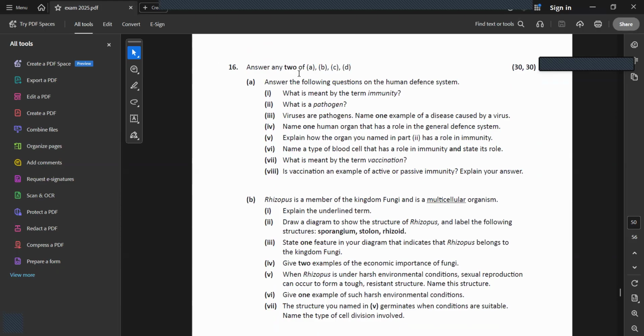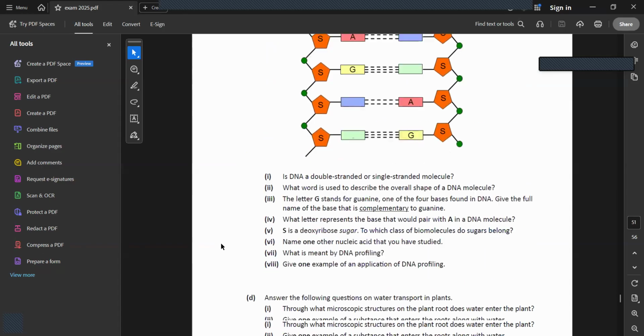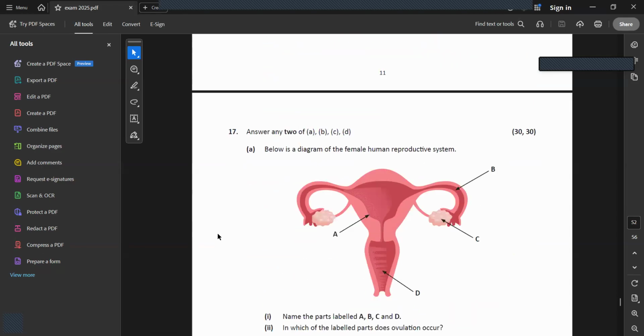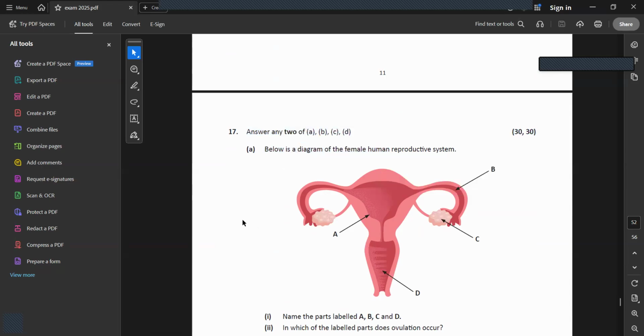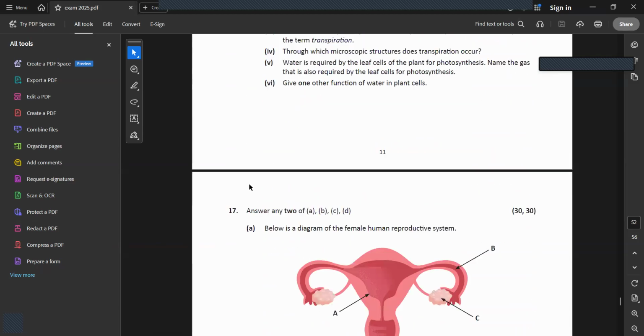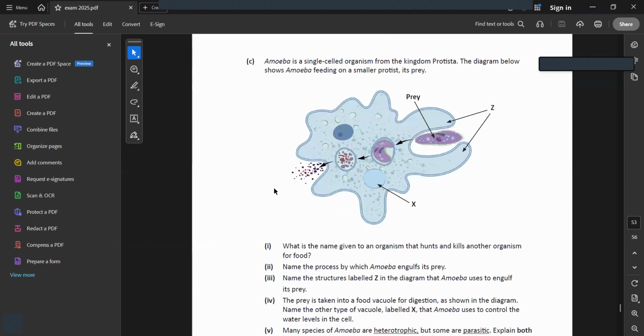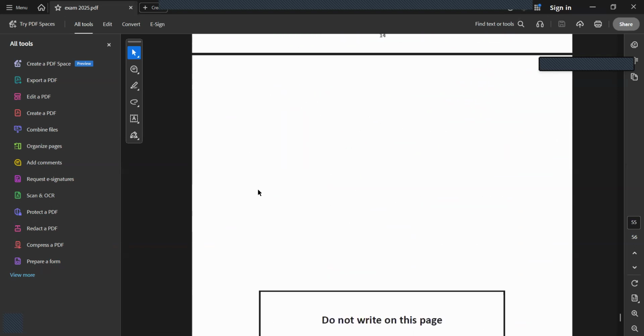Now look at question number 16. Answer any 2. It means either A, B, A, C, A, D, B, C, B, D, whatever you are best at. Again, answer any 2. In my suggestion, usually when you choose 4 questions, go to the last 2 questions. Always go to question number 16, go to question number 17, and choose the best 2 you know. Because as I told you, they are separated.